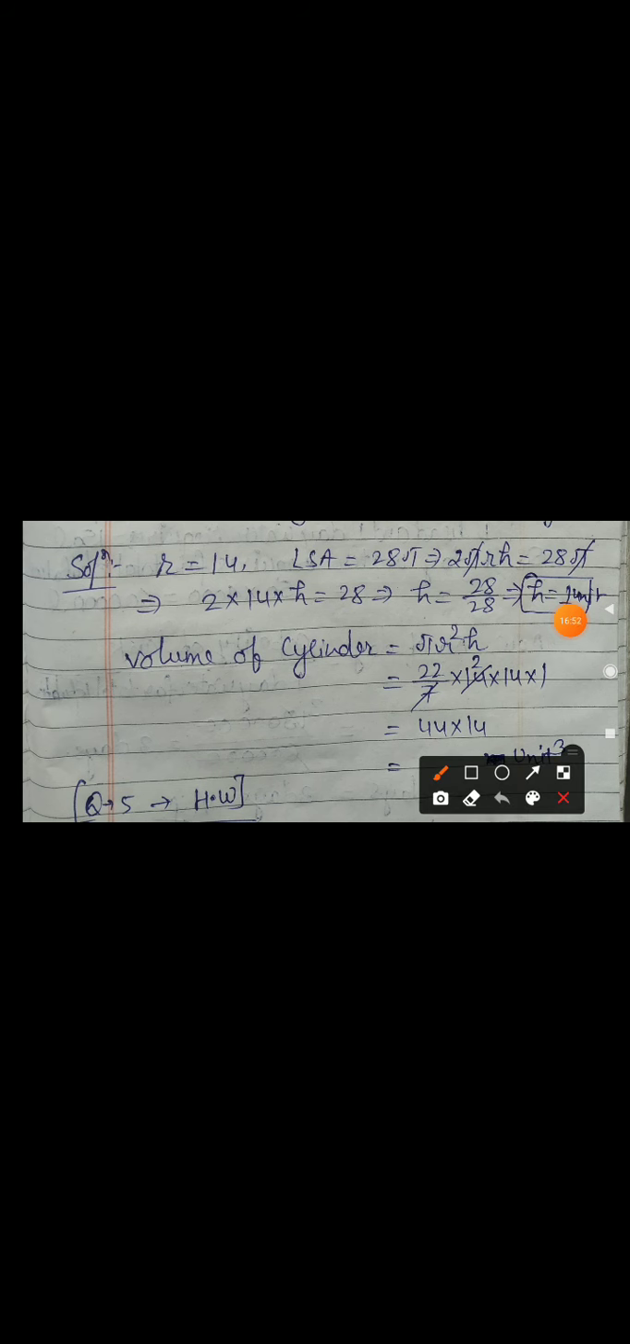So radius is equal to 14 and LSA is equal to 28 pi. And then what is the formula of LSA? That means curved surface area. The formula of curved surface area is 2 pi rh is equal to 28 pi, and you cut pi with pi, and then you get 2 into r, which is 14, into h is equal to 28. The value of 2 into 14 moves to the other side in divide form. So h is equal to 28 upon 28. So h is equal to 1 unit.